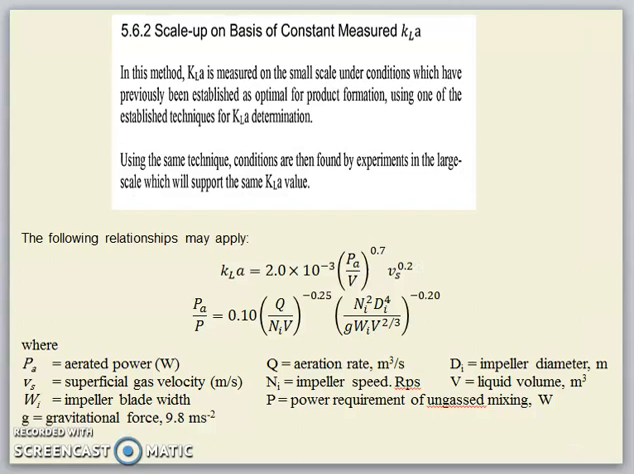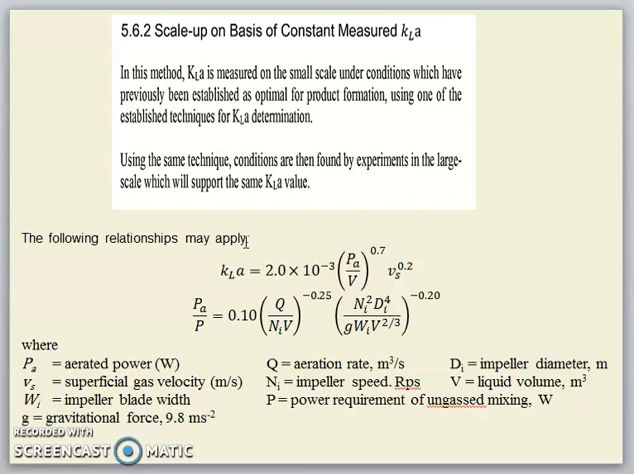This procedure can be done by using the following relationship. The equation shows here: the KLa value equals 2.0 times 10 to the power of negative 3, (Pg/V) to the power of 0.7, times the superficial gas velocity to the power of 0.2. This is the Van't Riet equation. So you can scale up the reactor based on the KLa by using this Van't Riet equation.